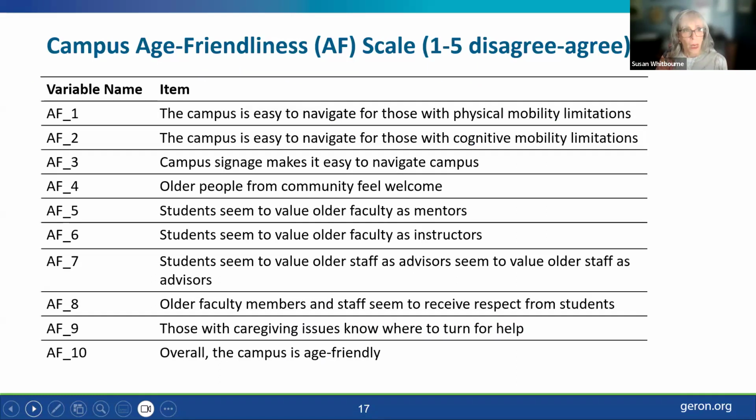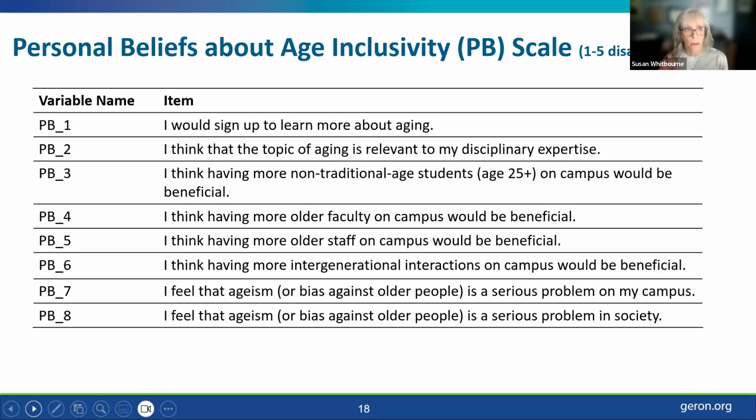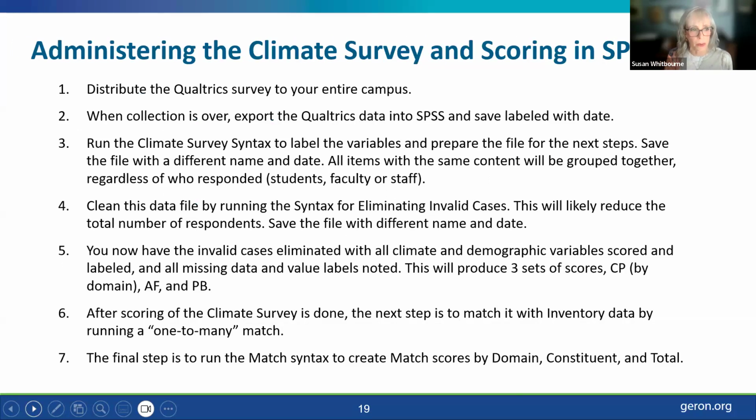Okay, next. This shows you the age friendliness scale. You'll have this as a resource, but you get the feel of it: how comfortable do you feel on campus? Do you feel respected and welcomed? And how do older faculty feel? Next, the personal beliefs items on the next scale show how people feel about this age inclusivity, as I mentioned earlier. So these are the exact items. And then we're going to get to the actual breaking it down.